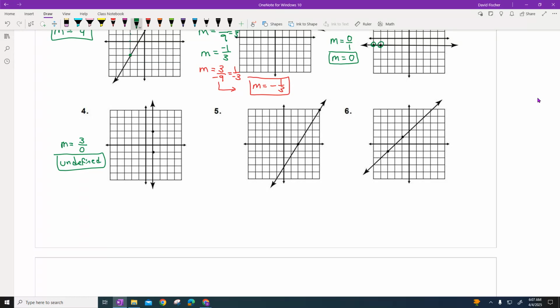Our hope is that when you look at a vertical line, automatically you know it's undefined without even doing the math. Whenever you see a horizontal line, it's a slope of 0 without even doing any math. Okay, it's kind of our hope.